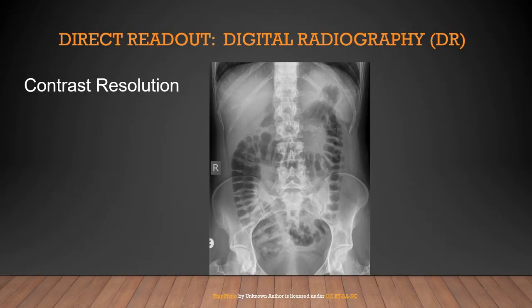Contrast resolution. Contrast is either high, black and white, or low, more grays. It is the ability to distinguish many shades of gray from black to white. Digital systems have better contrast resolution than film screen. The principal descriptor for contrast resolution is grayscale. So if it's high contrast, it's black and white. If it's low, it's lots of grays. And you need to see that in an abdomen when you're looking for lots of grays.